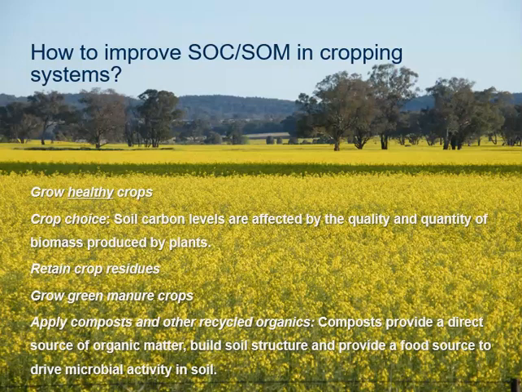There are many ways soil carbon levels can be improved. For example, growing healthy crops and pastures, switching from cropping to annual pastures, switching to perennial pastures, managing grazing to retain healthy cover, and of course, using compost and other recycled organics, which provide a direct source of organic matter, build soil structure, and provide a food source to drive microbial activity in soil.